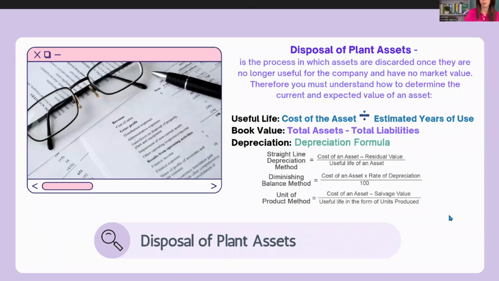We're doing the disposal of plant assets. That is the process in which assets are discarded once they are no longer useful for the company and have no market value. Therefore, you must understand how to determine the current and expected value of an asset.